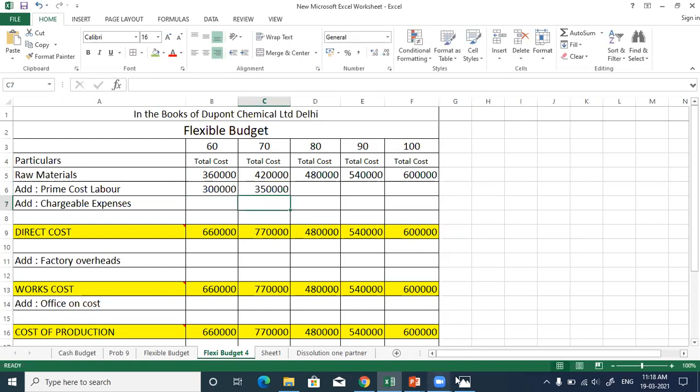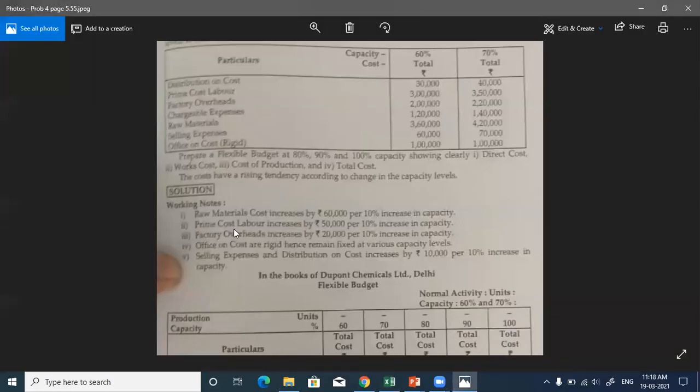Okay, so what is the adjustment saying regarding prime cost labor? Prime cost labor will increase by 50,000 per 10% increase in capacity.